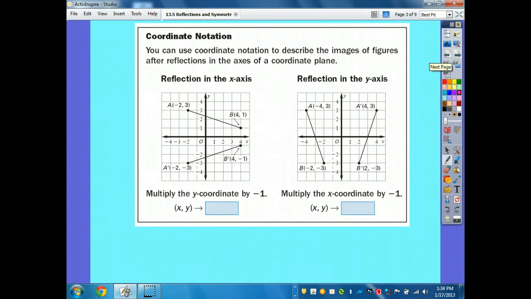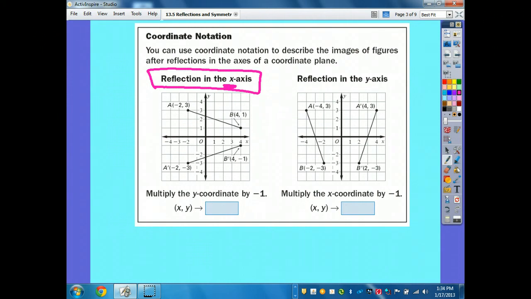All right. Now, just like on yesterday's assignment, there's two ways to come up with the answer. You need to know both in case they're not on a graph for you. Looking at this first one, it says you can use coordinate notation to describe the images of figures after reflection in the axes of a coordinate plane. Here's what that means. Here is an example of a reflection in the x-axis.